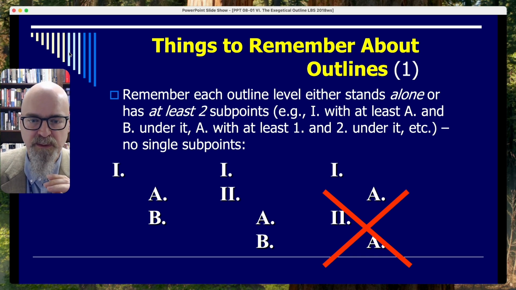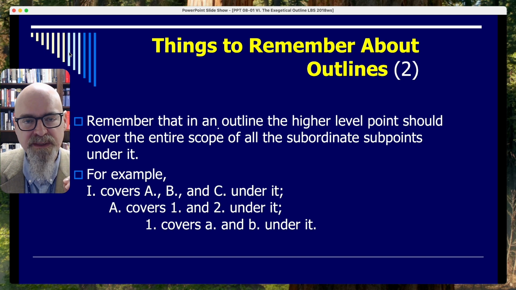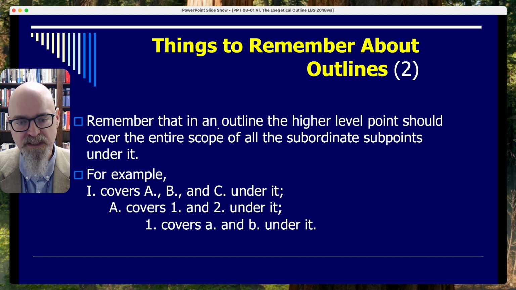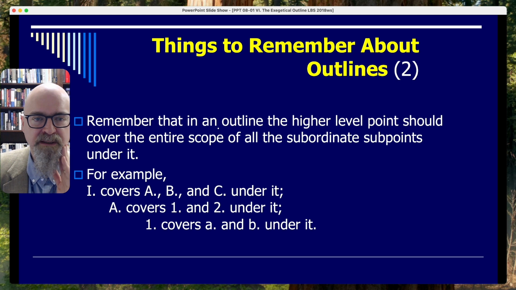The other thing to remember is that everything must properly summarize what's underneath it. So for example, if you have a Roman numeral 1, I have to see in that content that you appropriately summarize A, B, and C under it. If you have a B, I need to see that you properly summarize 1 and 2 under it. So make sure you're working at the level of proper summary as we go.